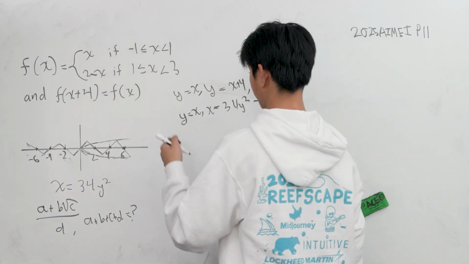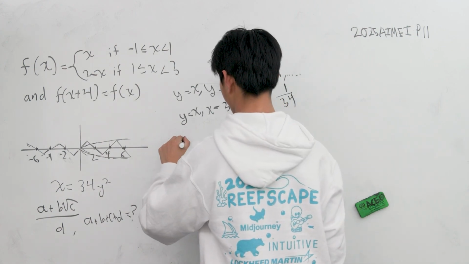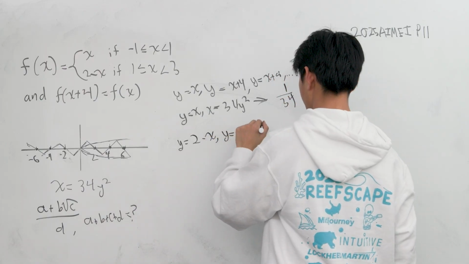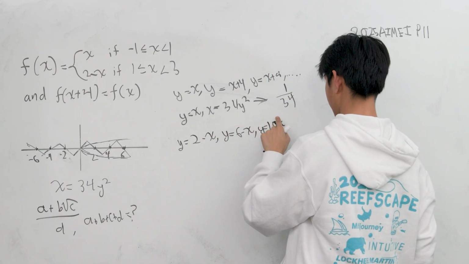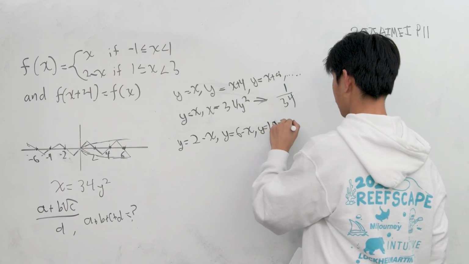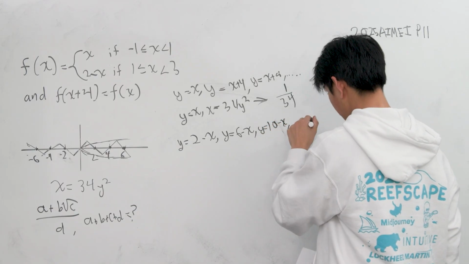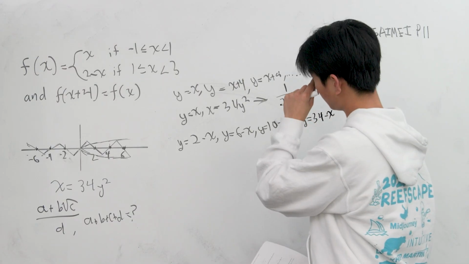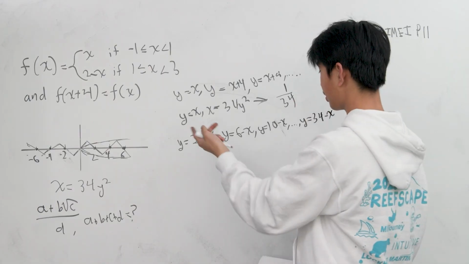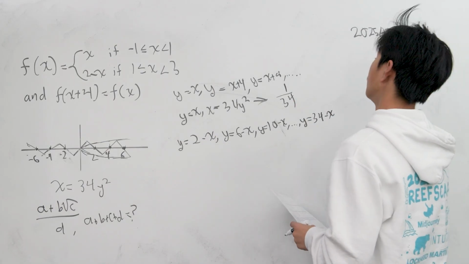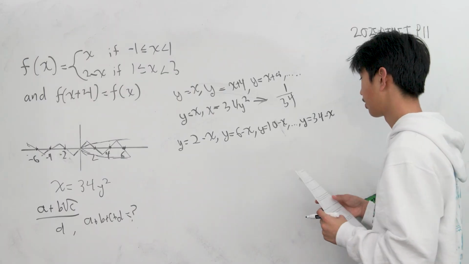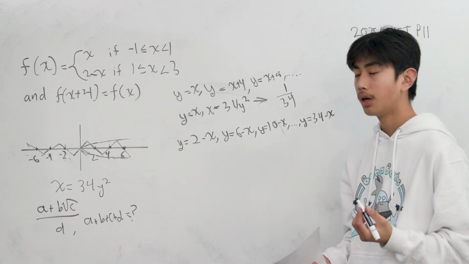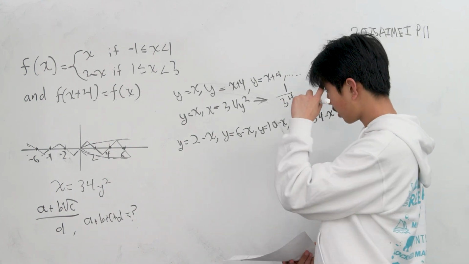Now we can do the same thing when the slope is negative. The first one is y equals 2 minus x, then it's y equals 6 minus x, y equals 10 minus x, all the way until y equals 34 minus x, at which point the graph escapes from the clutches of the sawtooth pattern. So we have this 34 minus x. Then we just do this again.